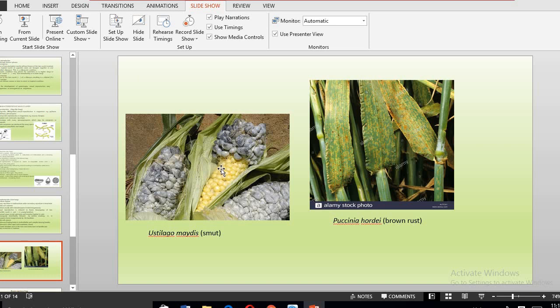If you have been careful at home, you must have realized that when you are harvesting maize, before it dries, it looks something like this. This is just smut, and this is specifically Ustilagomycetes. Now, rusts appear like brown patches on the leaves of plants. In this case, we have Puccinia hordeae. This is brown rust.